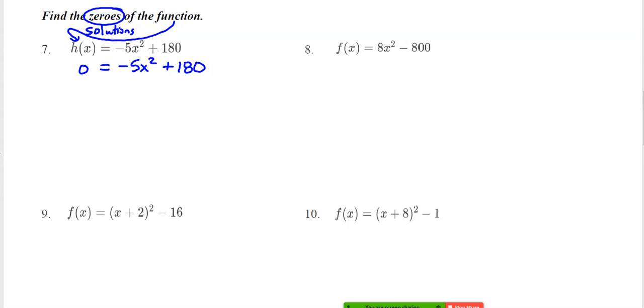And then you just get after it, just like we did up above. So I guess I'll finish it. I'm already this far into it. So I want to get the -5x squared by itself. So I'm going to subtract 18 from both sides. Boom. Slide that dude down.